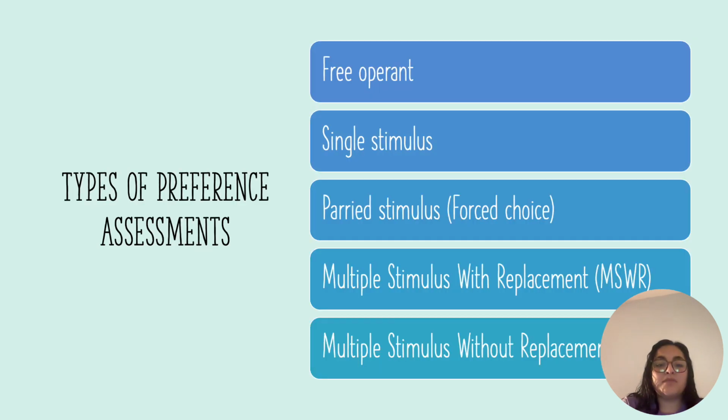So there are different types of preference assessments. There's free operant, single stimulus, paired stimulus, or forced choice, multiple stimulus with replacement, and multiple stimulus without replacement. This is just a general overview of the different types, but today we'll just be focusing on multiple stimulus without replacement.